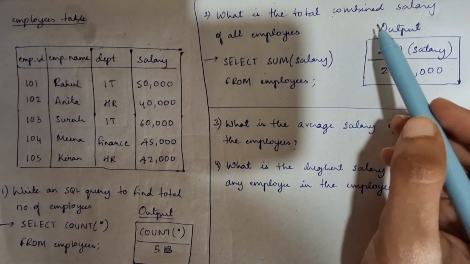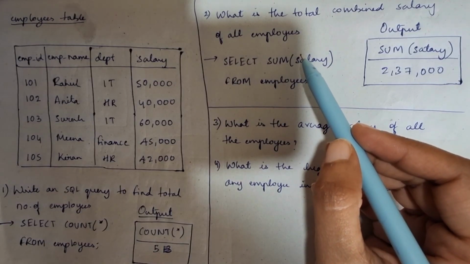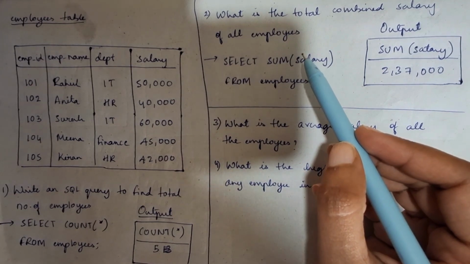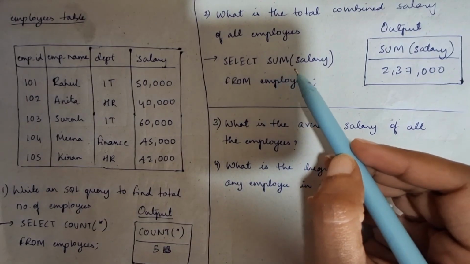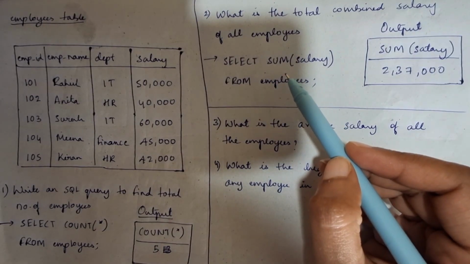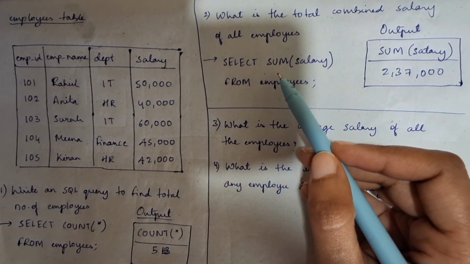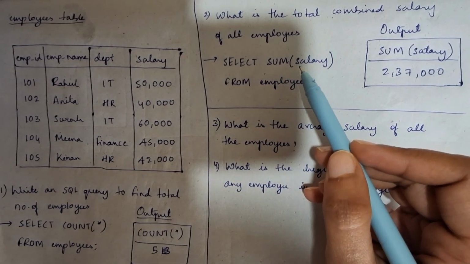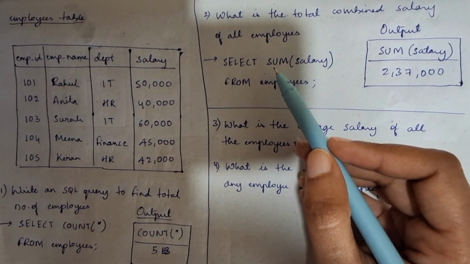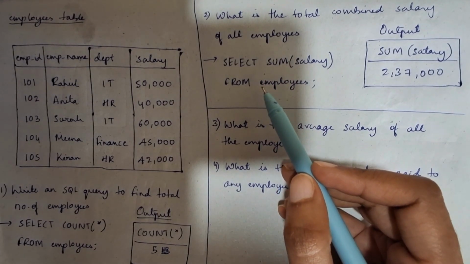Now we will see the second query. What is the total combined salary of all employees? By reading this question, we understood that we have to write a query to find the total salary of all the employees. Here, select keyword is used to display the result. And whatever function we write after select, its output will be shown. Here, sum is a multi-row function which is used to add all the numerical values in a column. And guys, salary is a column on which the sum function is applied. From employees means the data is taken from the employees table.